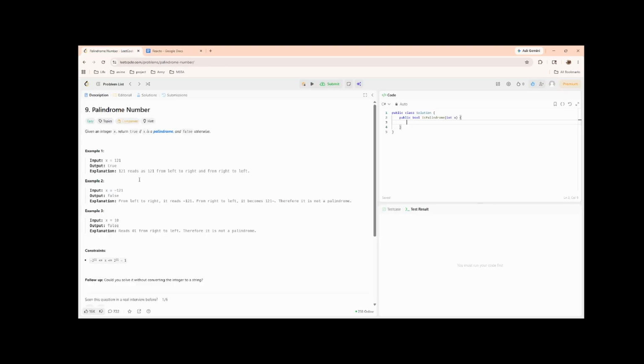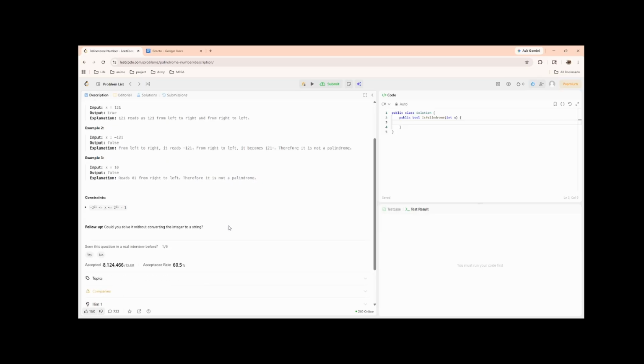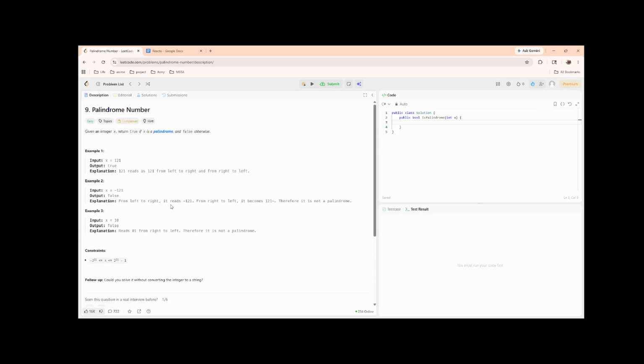In the examples, if it is 121, then it is true. If it's negative 121, it's not going to be a palindrome. And the number 10 is false because if you read it backwards, it's not. This is an edge case where there is a negative number, and that I think is usually how we start things, kind of excluding those circumstances.